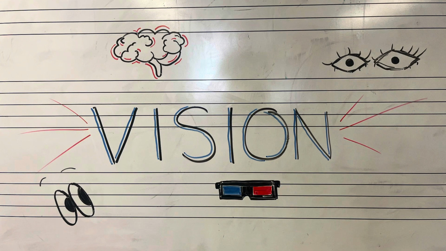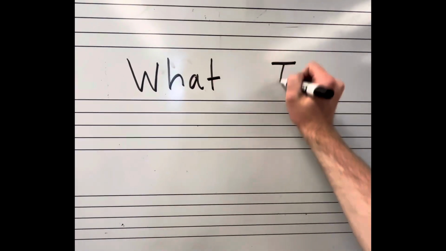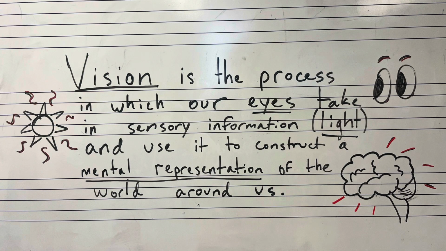Today, we will be discussing the biological and psychological processes behind human vision. To begin, we need to ask, what is vision? Vision can be described as the process in which our eyes take in sensory information in the form of light energy and use it to construct a mental representation of the world around us. Therefore, both sensation and perception are involved in the ability to see.